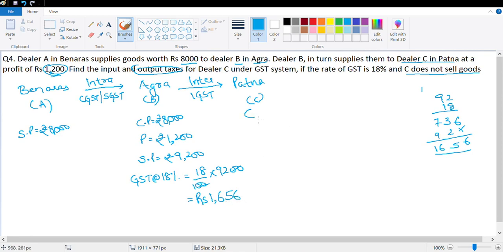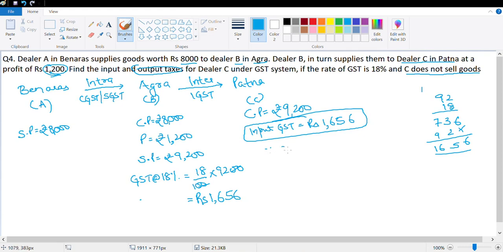1,656. So cost price for him is equal to rupees 9,200, and input GST for him will be the output GST for B, which is equal to rupees 1,656. So this is input GST for C. Since C is end user, therefore output GST for him is equal to 0. Correct. So that's rupees 1,656 and 0. Let's look at the next question.